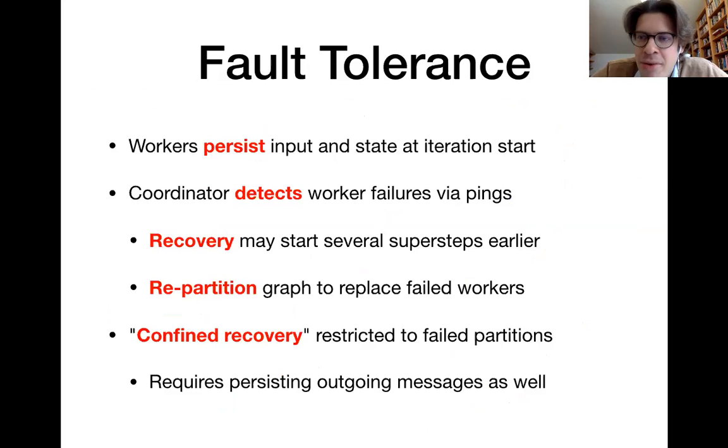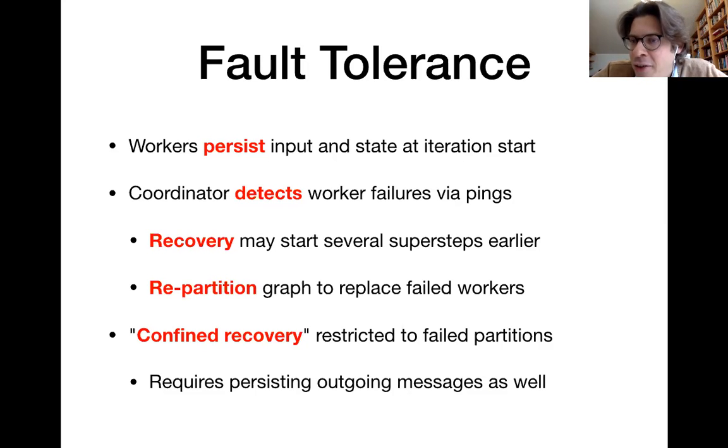The system also has some support for fault tolerance, which is extremely important if you have a large cluster of many machines. If you have that and let them compute for a while, then it is almost guaranteed that at least some of those workers will fail, and then you have to be able to deal with it, ideally without restarting the whole computation from scratch. The Pregel system achieves that by checkpointing, which means that worker nodes persist their inputs and their internal state at the start of each iteration. The coordinator node detects worker failures by pinging them regularly.